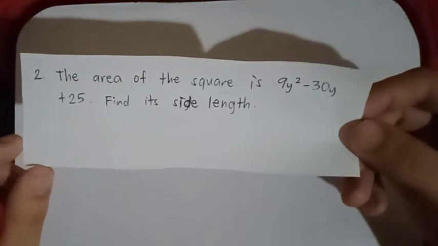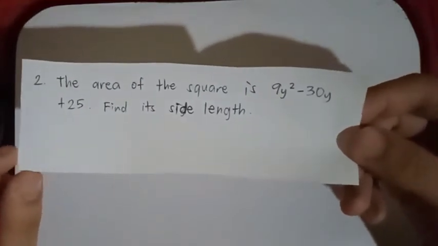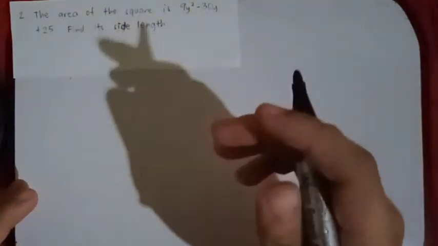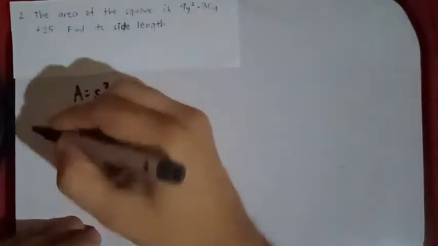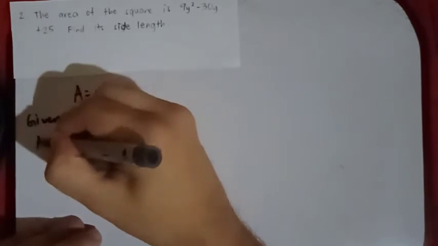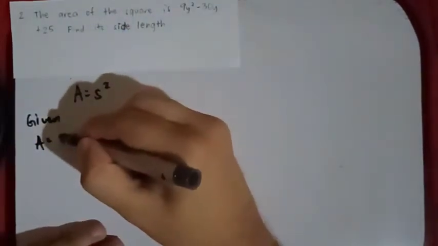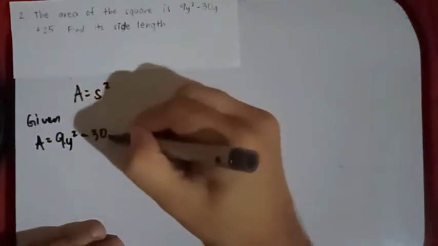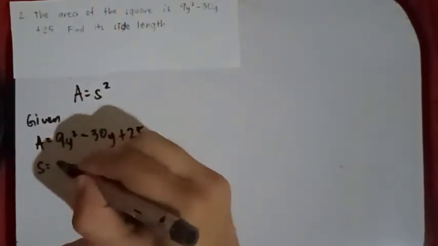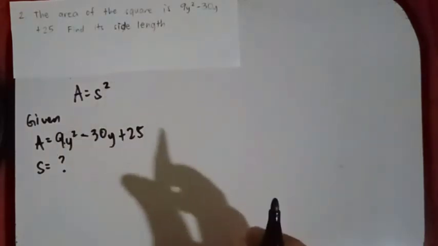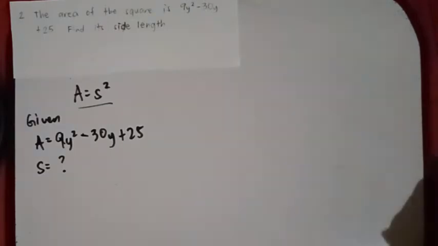Number 2. The area of the square is 9y squared minus 30y plus 25. Find its side length. Ayan. So, remember the area of the square is, yung formula niya ay A is equal to s squared. Tapos, yung given natin, yung area is 9y squared minus 30y plus 25. Ayan, yan yung given area. Tapos, ang hinahanap is yung side length niya. Okay? Ayan. So, using this formula, A is equal to s squared, area of a square. Ayan. Okay.